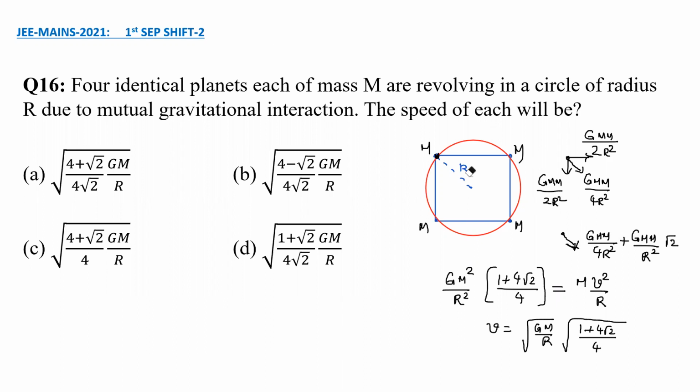Here, the force towards the center is GMm by r square into 1 by root 2 plus GMm by 4r square. And therefore, we will get this expression as root 2 plus 4 divided by 4 root 2. So the final expression also shall be changed. It is 4 plus square root 2 divided by 4 root 2. So I am confirming the answer to be the first option.